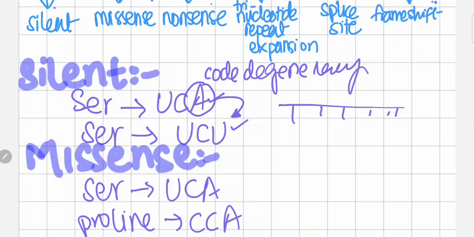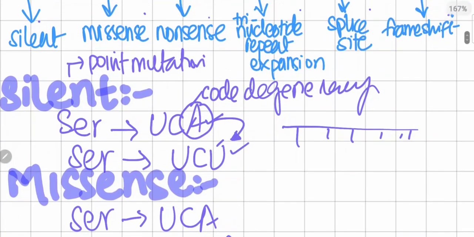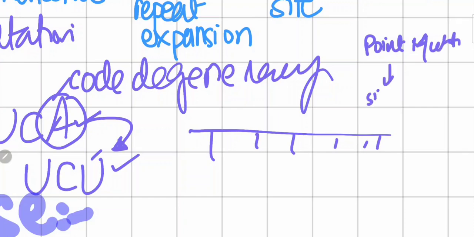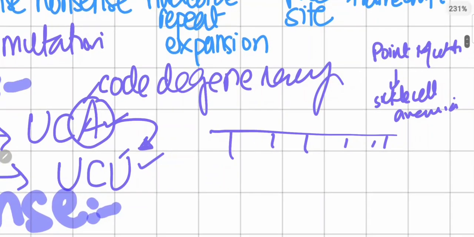There will be no problem. There will be no disorder. Everything will be in order, but there will be a silent mutation. Such mutations are called silent mutations. So silent mutation is also a point mutation, where only one base is getting mutated, right? But still it's not a problem. But in some other cases, if there is a point mutation, ladies and gentlemen, then it might be a problem, like in sickle cell anemia. Sickle cell anemia is a point mutation, right?